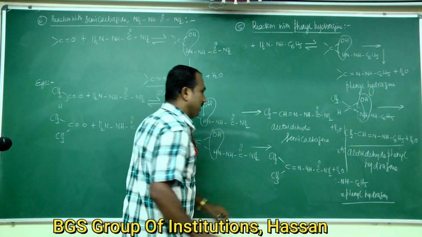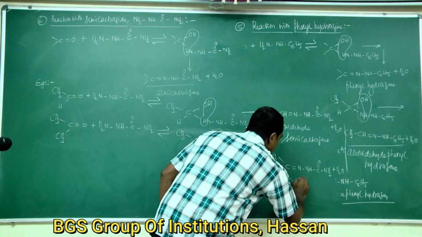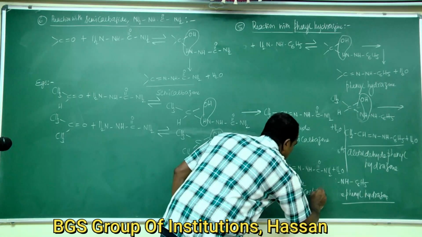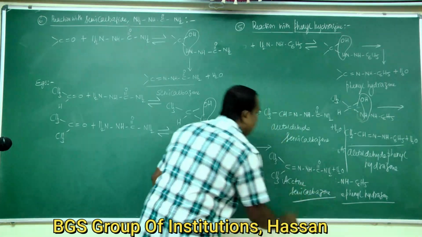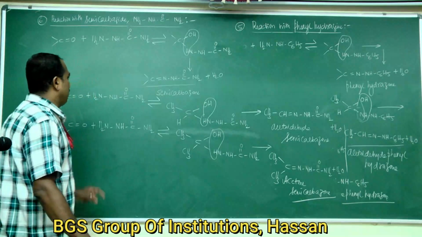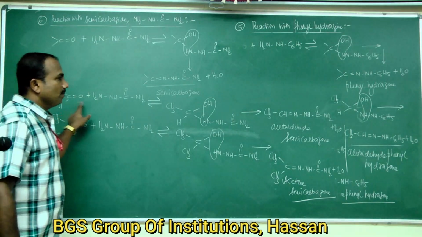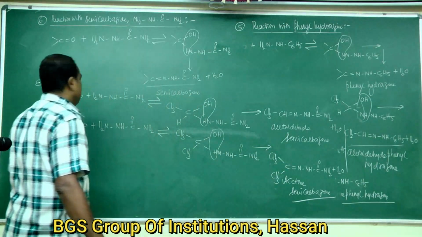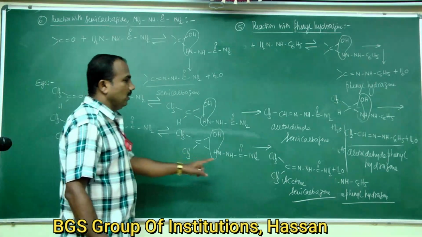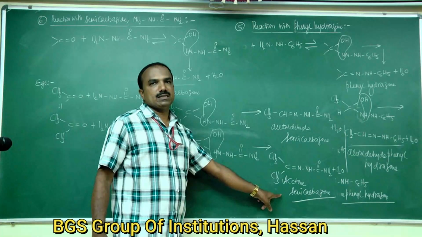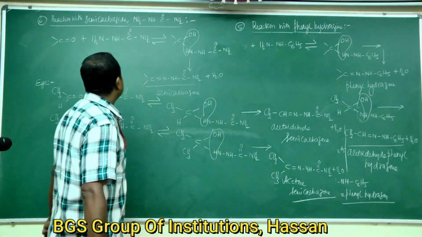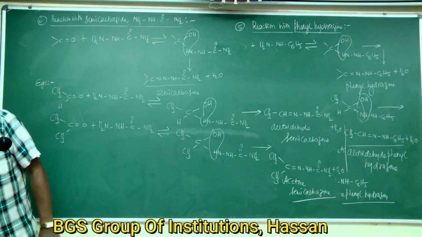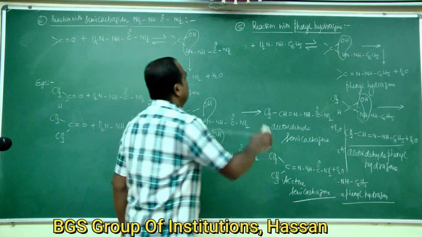The product formed is acetone semicarbazone. If we take acetaldehyde, acetaldehyde semicarbazone is formed. If we take acetone, acetone semicarbazone is formed. So this is reaction with semicarbazide.